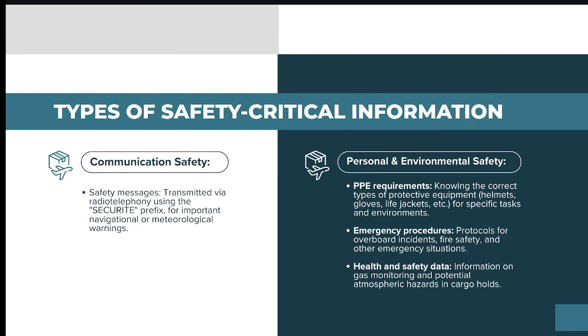Another type of safety critical information is communication safety. These are safety messages transmitted via radio telephony using the Securite, for important navigational and meteorological warnings.